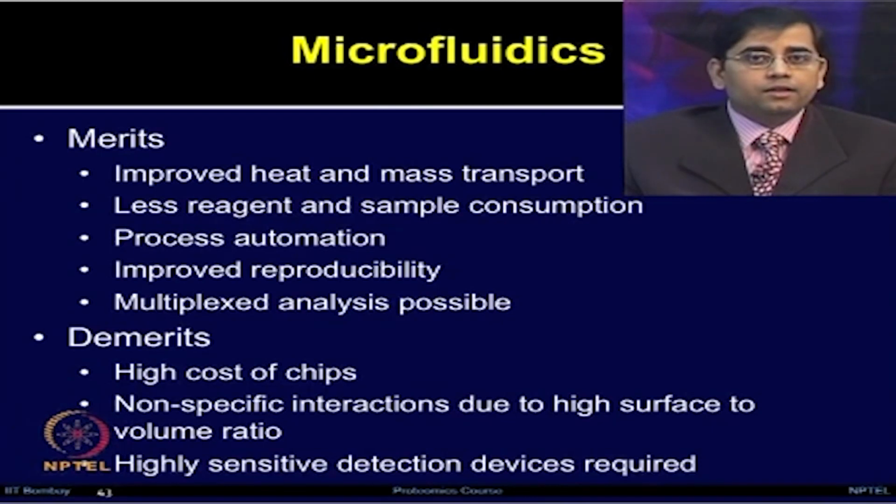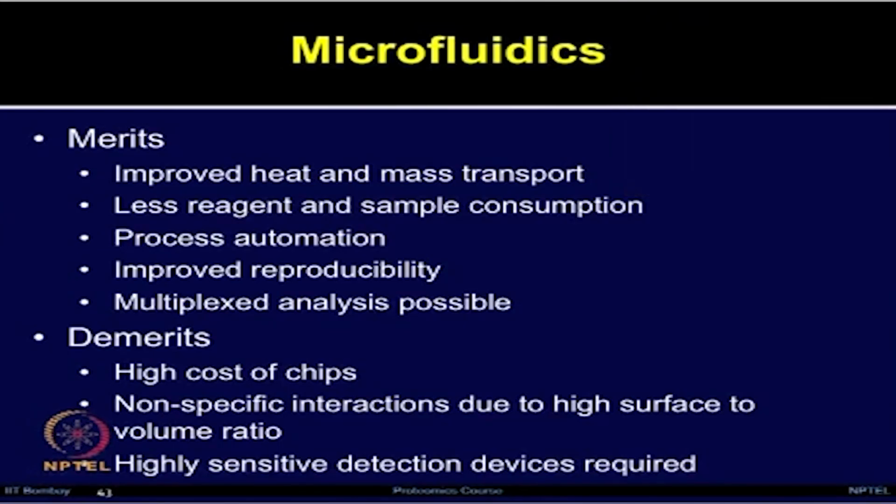The process is very automated. It also offers higher reproducibility as well as provides capability for multiplexing analysis. The demerits of microfluidics include the higher cost of the chips. Sometimes non-specific interactions occur due to the higher surface to volume ratios, and highly sensitive detection therefore is still needed, and more research is ongoing in this area by using microfluidics.